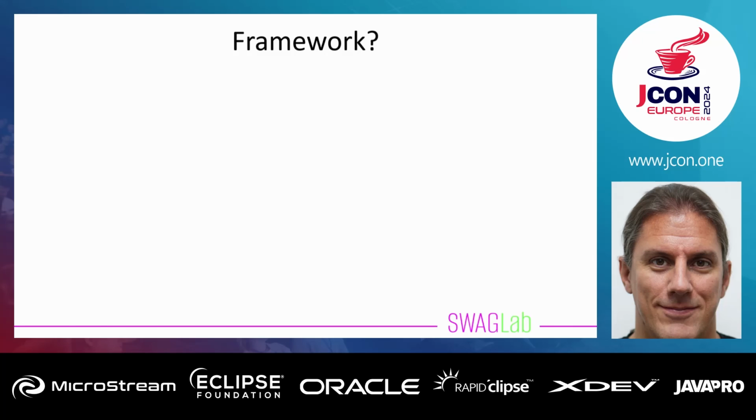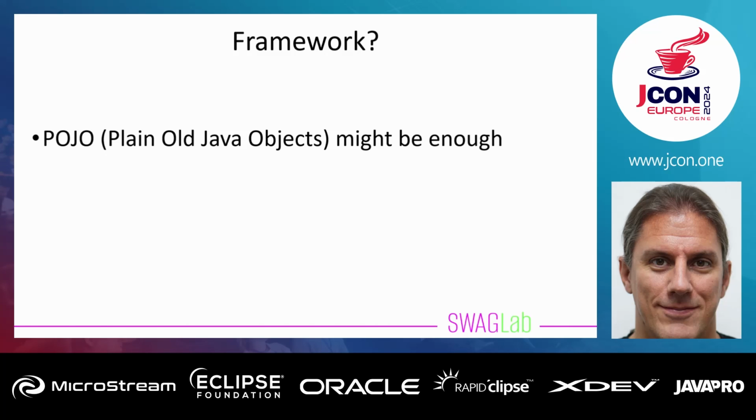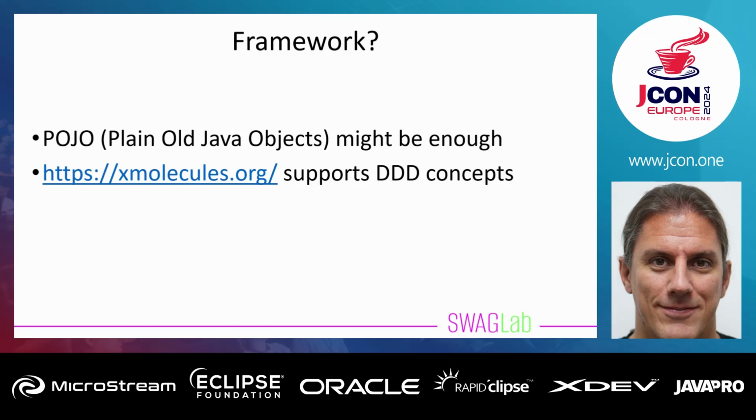From a technical perspective, there is this idea of plain old Java objects, right? And this is probably what we are talking about. So simple Java objects that somehow are persisted, for example, using JPA or something like that. There is the library called Xmolecules, which supports DDD concepts as first-class citizen. This might be something that you want to take a look at.